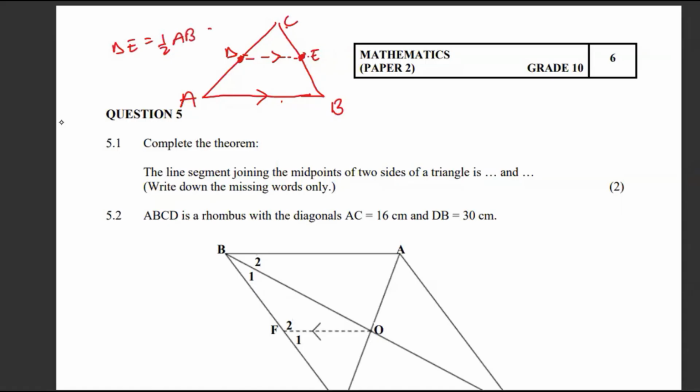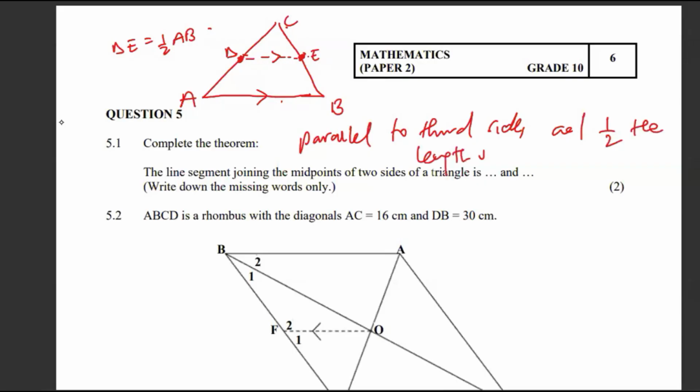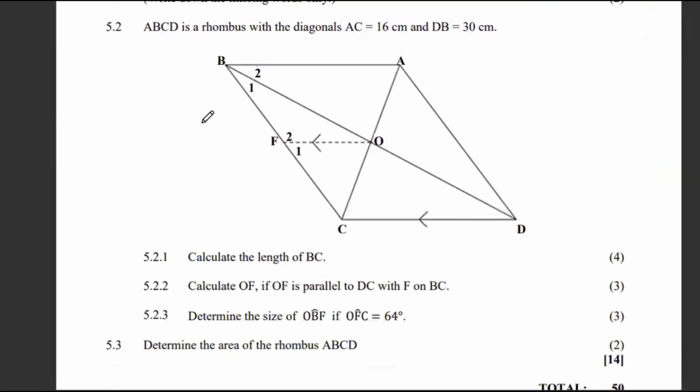Okay, so to complete the statement, they're telling us the line segment joining the midpoints of two sides of a triangle is, number 1, parallel to the third side, and a half the length of the third side. Okay, so that's what was needed for that.